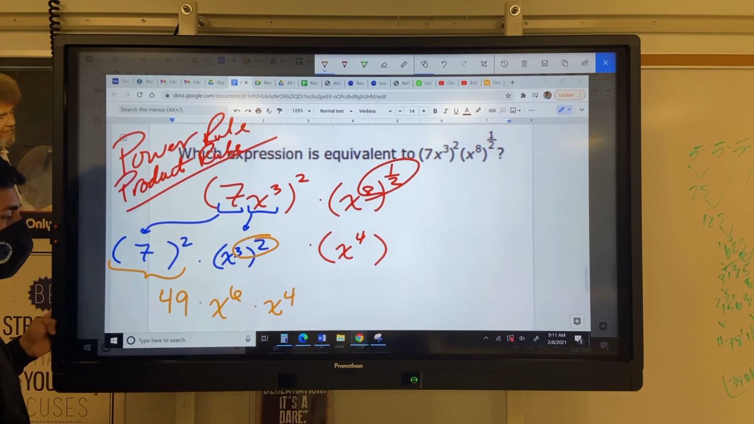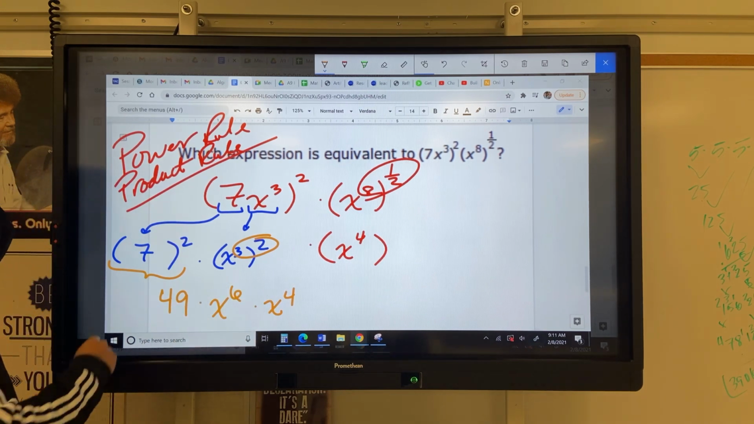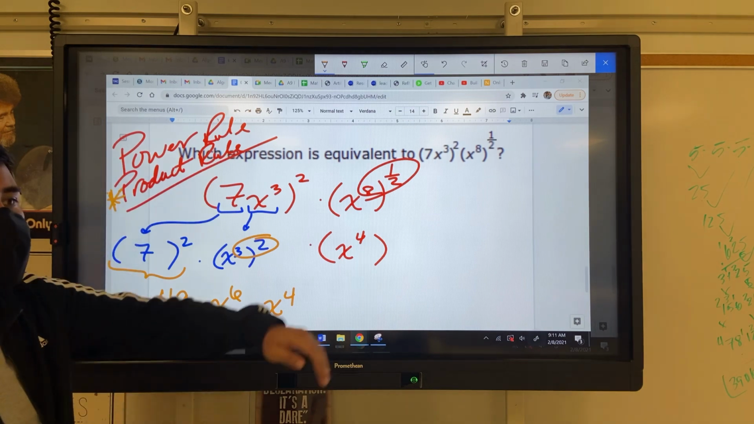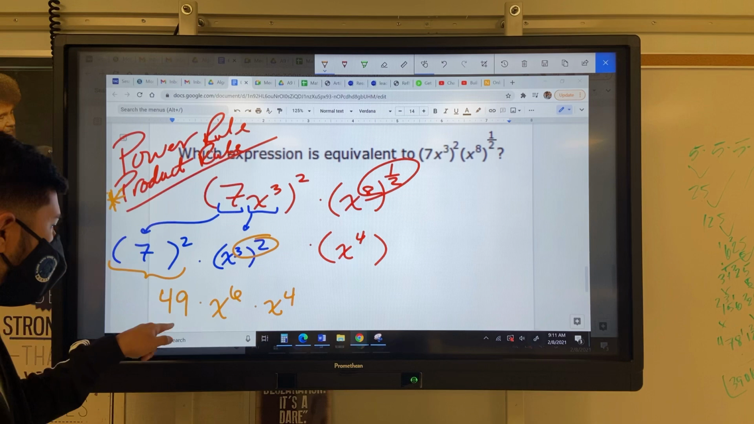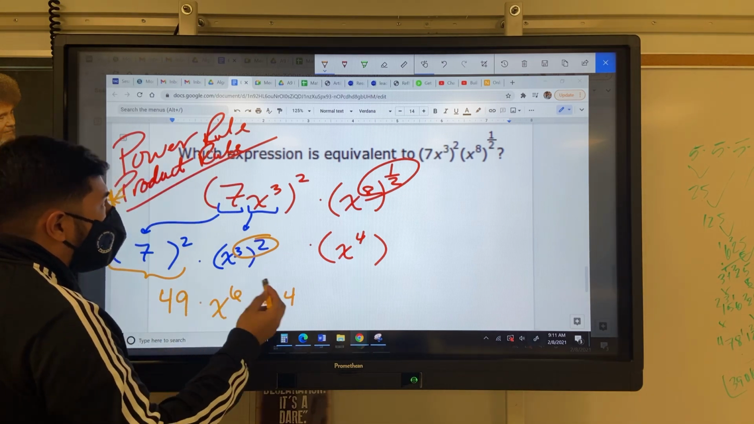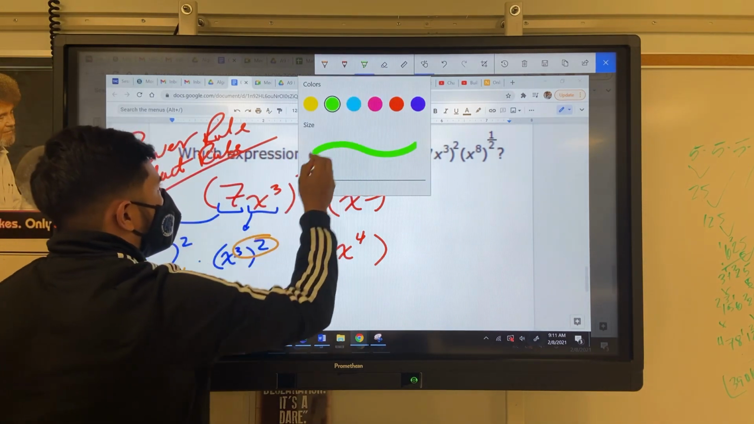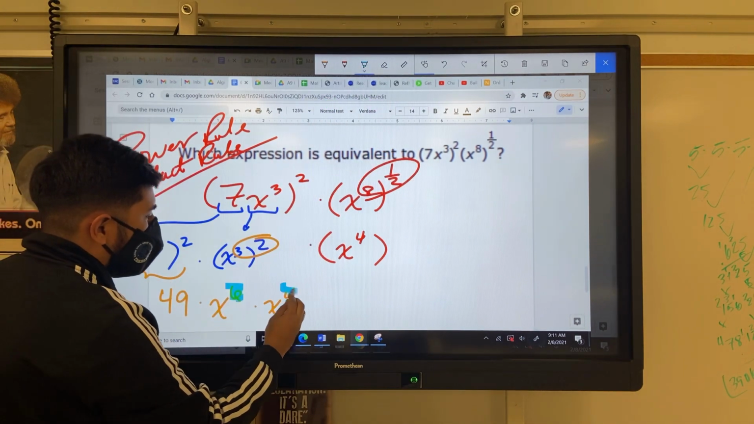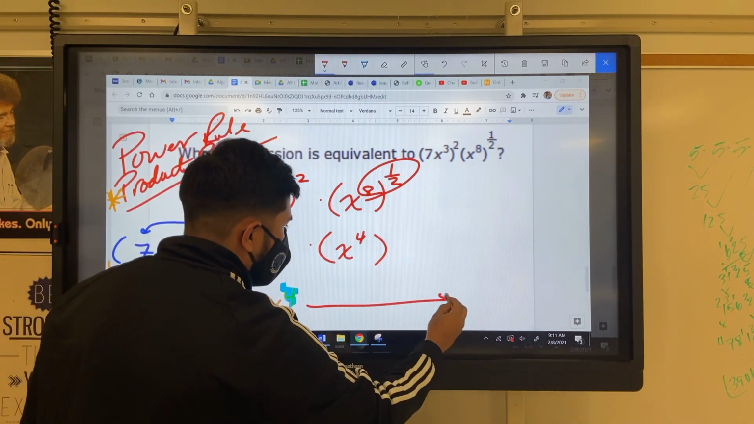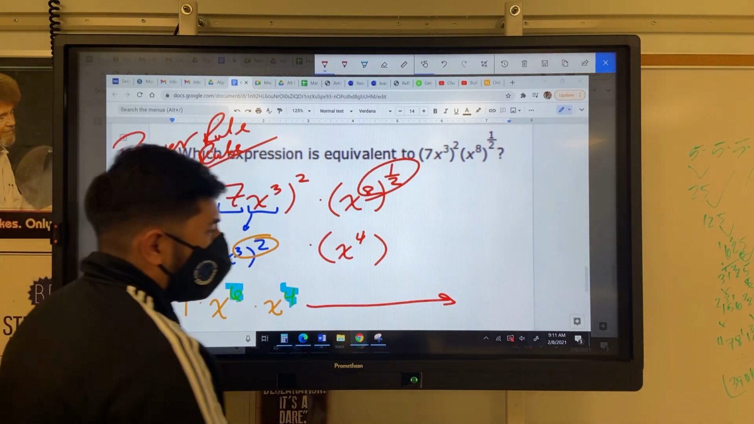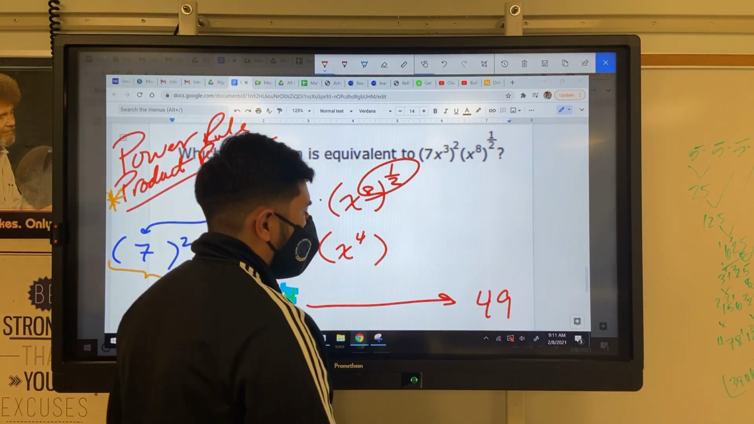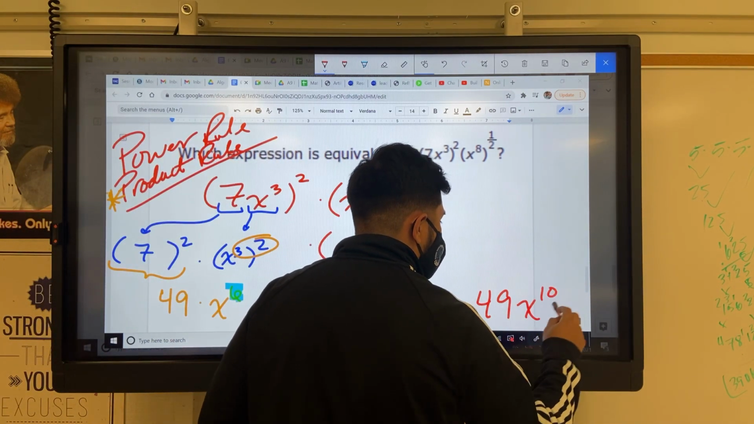Last but not least, what do I do with these exponents? Product rule. The product rule says to multiply coefficients. There's only one coefficient, so we don't have to worry about it. What do I do with these exponents? Go to the product rule at the top. It says to add them. So I got 49, 6 plus 4, back to the 10.